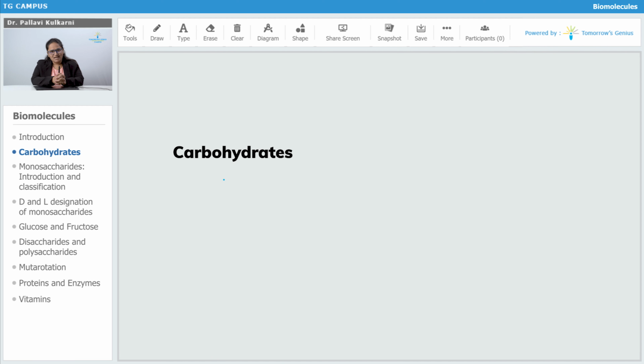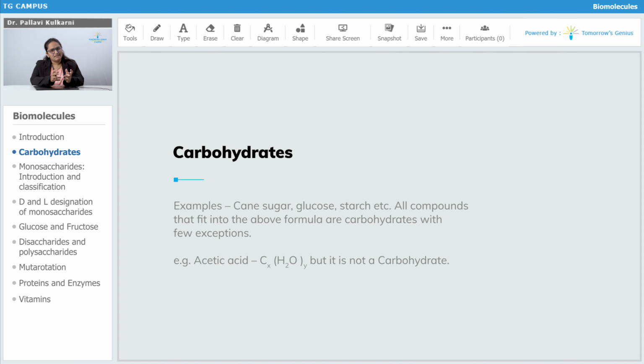Let us see few examples of the carbohydrates. These are cane sugar, which is nothing but sucrose, glucose, fructose, ribose, etc. All the carbohydrates obey the general chemical formula CxH2OY. But there are few exceptions for this. What are these exceptions? For example, acetic acid.